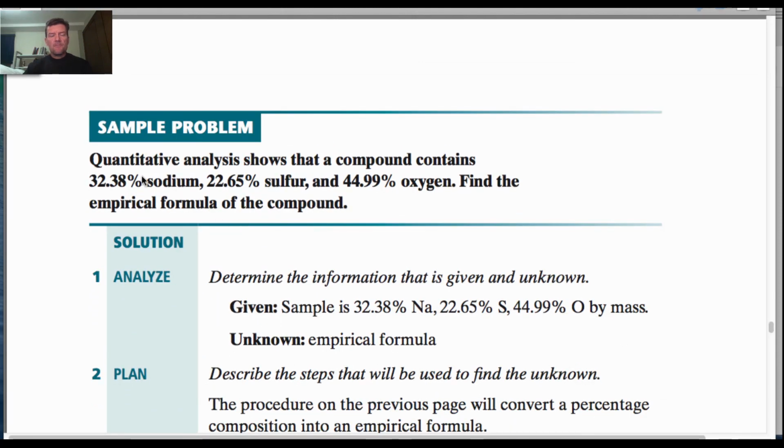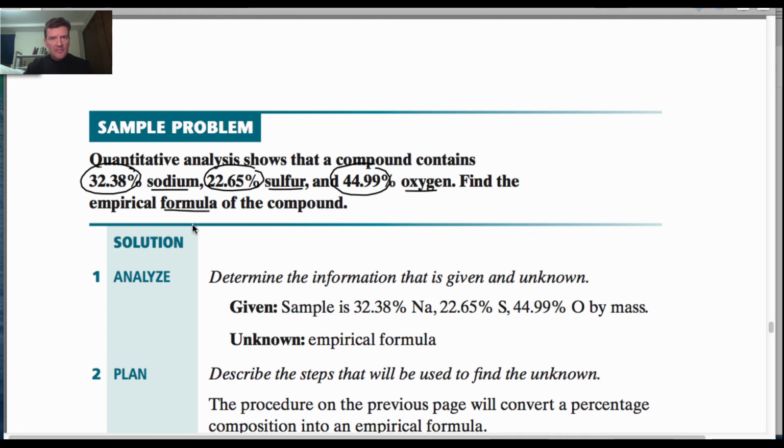So let's look. Here's a problem where we are told that we have a compound and it has sodium, sulfur, and oxygen in it. We don't know the formula, but we are given the percentages here. So remember before how we were given the formula and we came up with the percentages? Now we have the percentages and we're going to go back to the formula. We're just going to go in reverse.